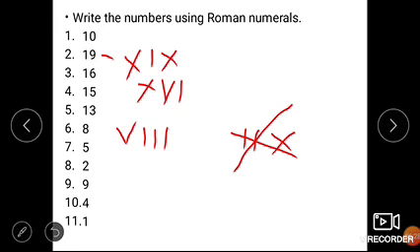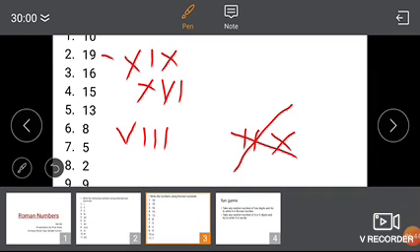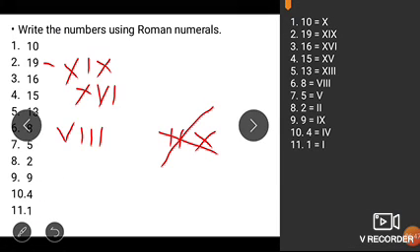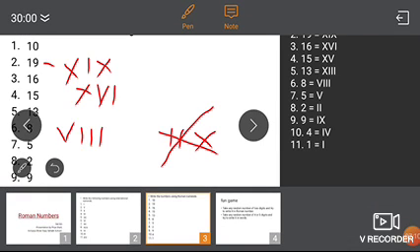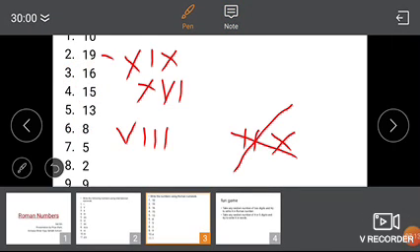For 5, it is V. For 2, you have to write II. For 9, it is IX. For 4, it is IV. And for 1, it is I. Now let's check your answer. See, it is correct. Are you trying in your book? Yes. Hopefully you are writing. Okay. Now we will see the next slide.